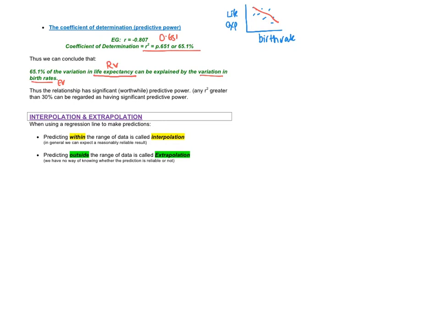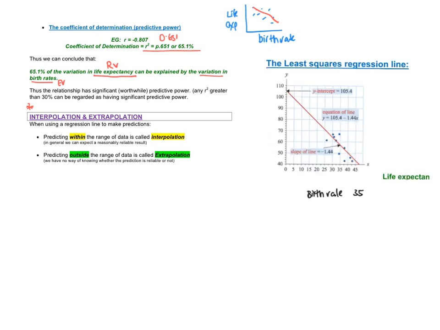Okay, the last little thing we're going to look at is interpolation and extrapolation. If you had a look at it before, we had the scatter plot, and they asked us to predict a country with a birth rate of 35. So we found this line here, and we found this value here, which we said was something like 55. So it was 55 when you use the prediction.